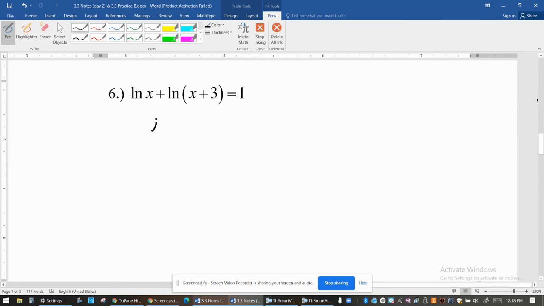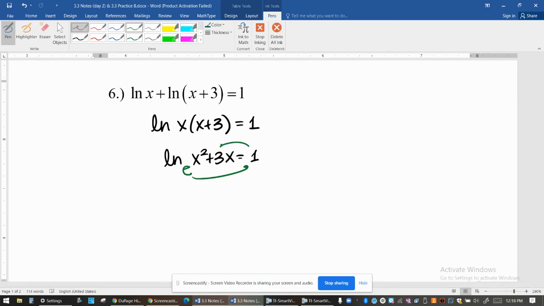All right, so I have natural log of x times x plus 3. Remember, addition can be written as a product. I'm going to simplify that. I get x squared plus 3x. Then I'm going to go ahead and convert because I only have one log. So I get e to the first power equals x squared plus 3x. Remember, if your quadratic has a linear term, you want to set it equal to 0. So I'm going to move the e to the other side, but not with magic. I'm going to move it by subtracting it.